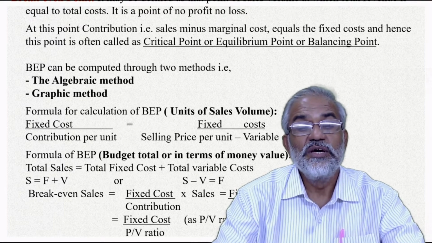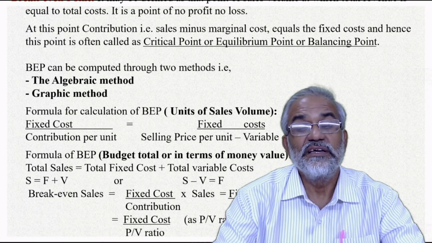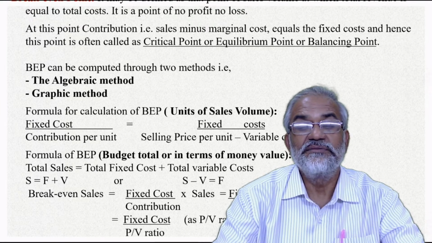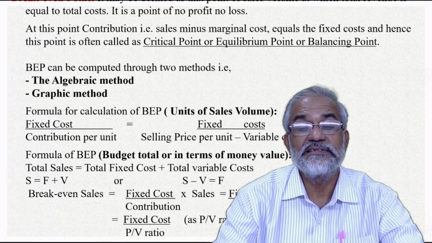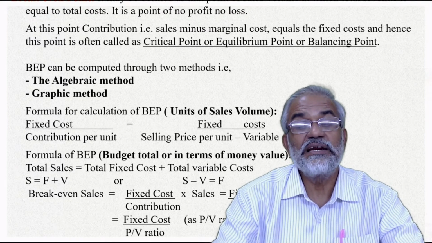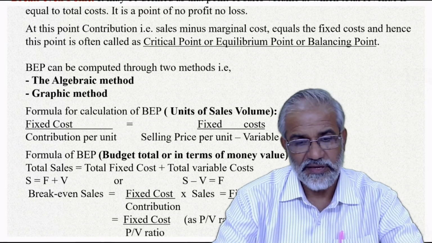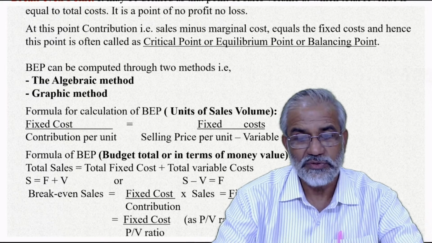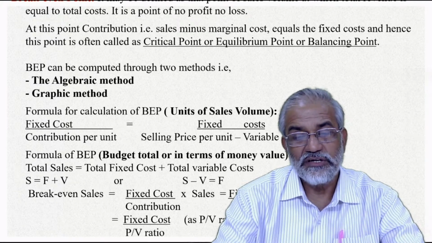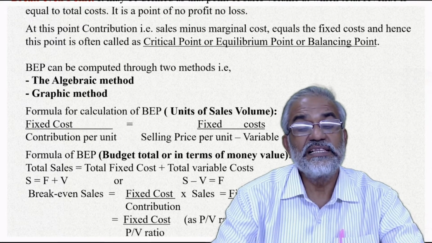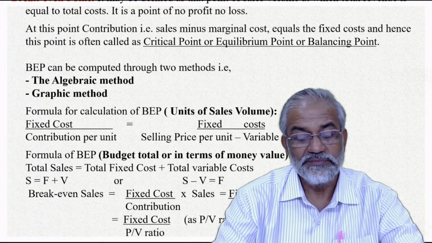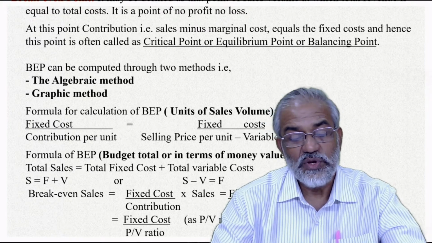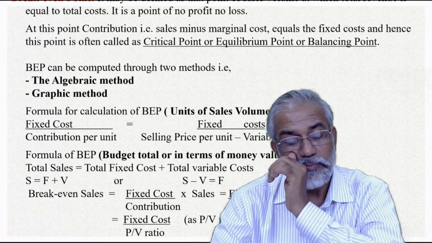Break-even sales is equal to fixed cost divided by contribution into sales. In other words, you can say that fixed cost divided by fixed cost plus profit multiplied with sales would also be the break-even sales. In other words, fixed cost divided by PV ratio. PV ratio is given in the form of a percentage, profit volume ratio. As profit volume ratio is the contribution to sales ratio, the break-even sales can also be determined by dividing fixed cost by the profit volume ratio. So these are the different equations of break-even point.